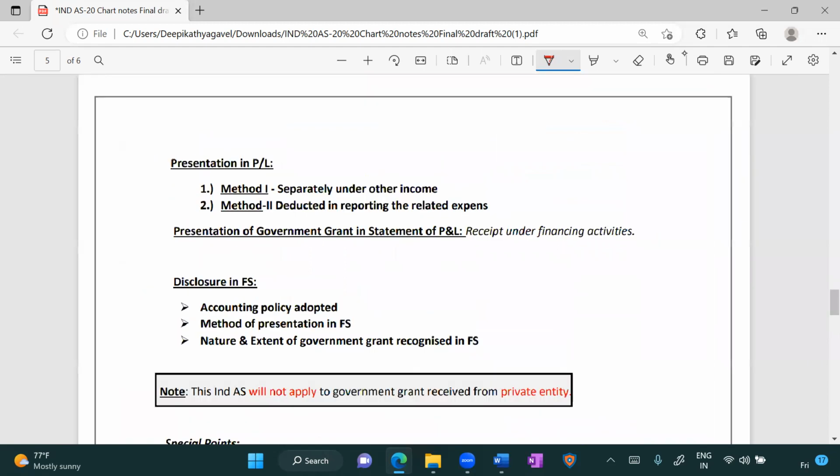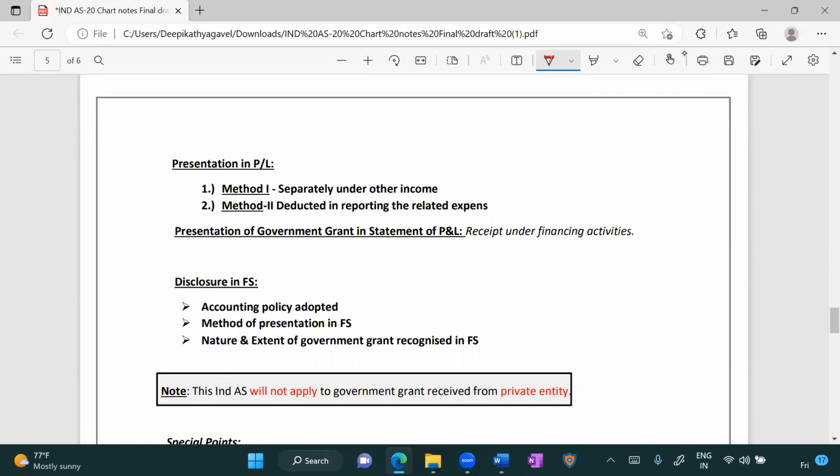Next is presentation in P&L. For government grants, disclosure and presentation are very important points to be remembered. In presentation in P&L, method one is that it will be separately shown under other income as government grants, or you can deduct it in reporting the related expenses. Let's say you have recorded the expense, and against that expense you have received that government grant, so you can directly deduct it, or you can separately show it in other income.